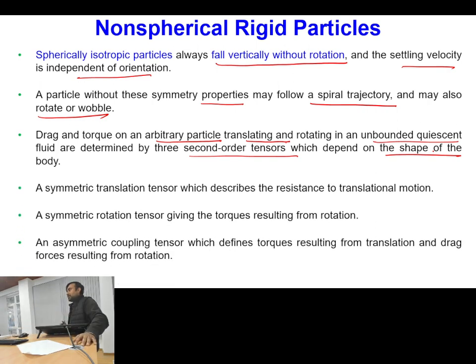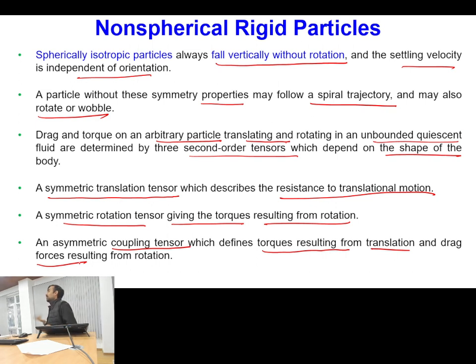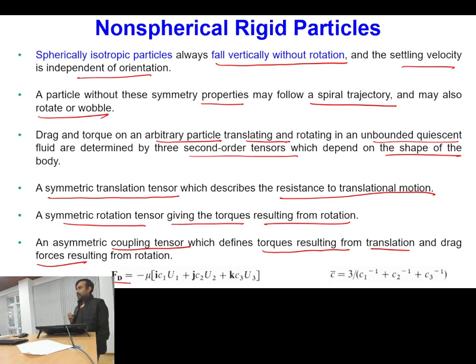First, we can have translation of the body. There will be some drag force because of translation of the body. So we have one symmetric translation tensor which gives the resistance to the translational motion. Then we can have rotation, so a symmetric rotational tensor which gives the torques originating because of the rotation. And third, a coupling tensor which defines torques resulting from translation and drag force. There can be a combined effect of translation and rotation, so whatever forces come from the combined effect will result in an asymmetric tensor.